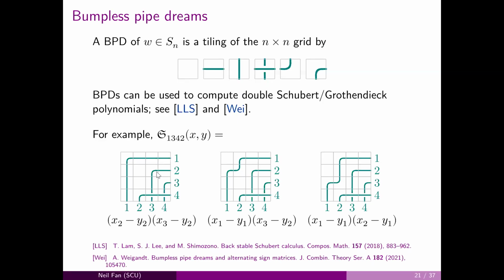There are 3 Bumpless pipe dreams, and the Schubert polynomial is the weighted sum of the Bumpless pipe dreams. The weight of a Bumpless pipe dream: we weight the empty tiles. For an empty tile at ij, the weight of the tile is xi minus yj. For example, this empty tile is x3 minus y2. And for example, this empty tile, the weight of this empty tile is x2 minus y1. So the Schubert polynomial of 1, 3, 4, 2 is the sum of these 3 weights.